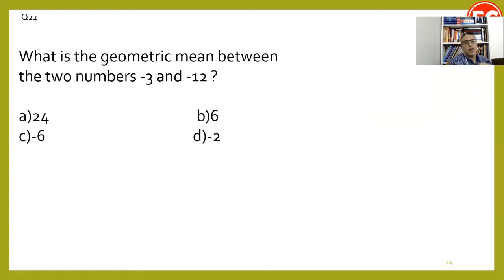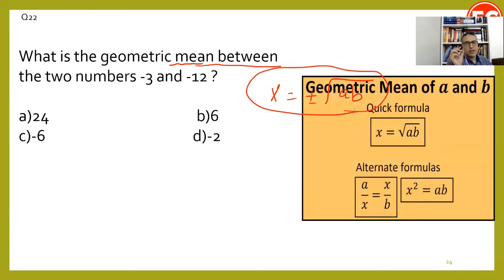Question 22. What is the geometric mean between the two numbers, -3 and -12? We didn't study the geometric mean while we were solving, but you need to understand that the geometric mean, x, is equal to positive and negative root of the product of the two numbers, A times B. What is the meaning of geometric mean? It means that you have a ratio between A, X, and B.